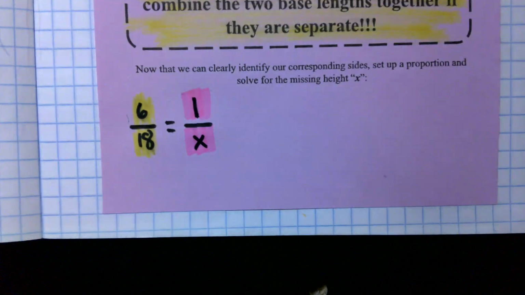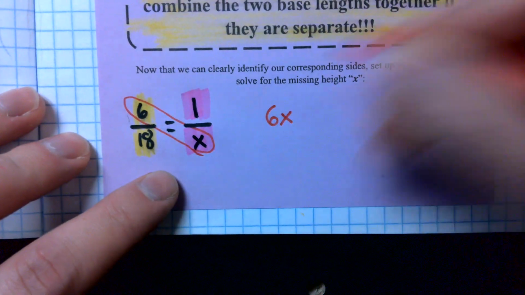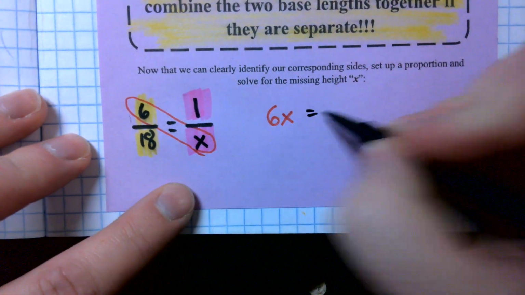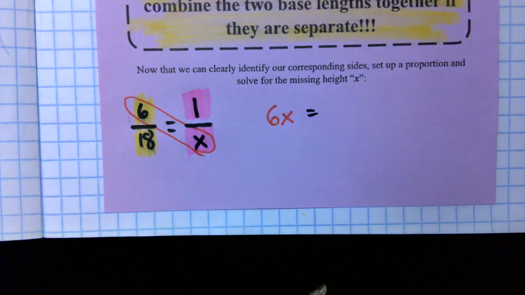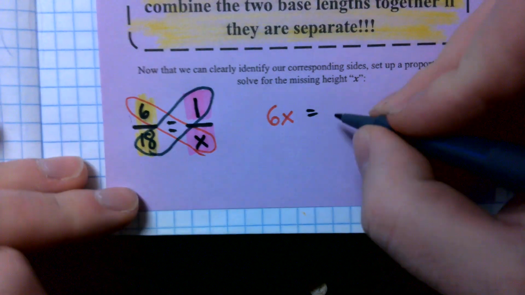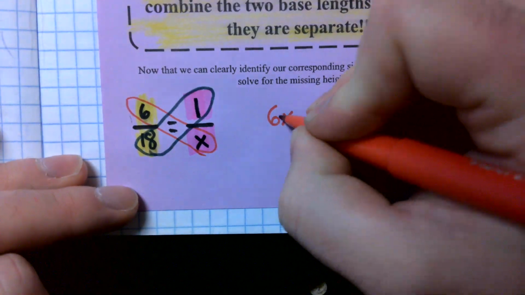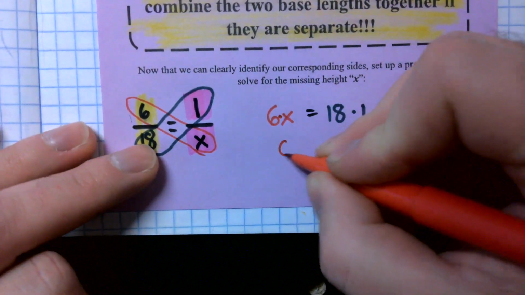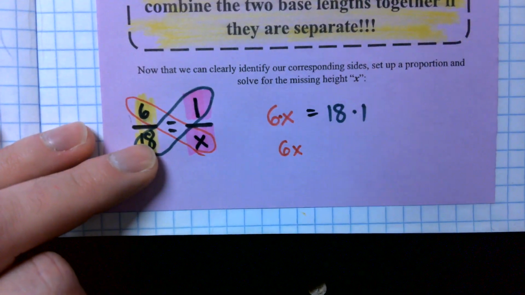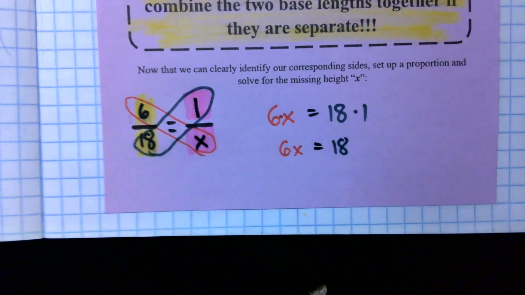Now I'm going to do exactly what I know how to do. Cross multiply. If I cross the 6 and the X, I get 6X. And if I cross 18 times 1, what is 18 times 1? 18. Just 18. So this turns into 6X equals 18.